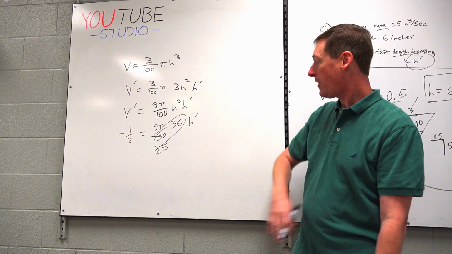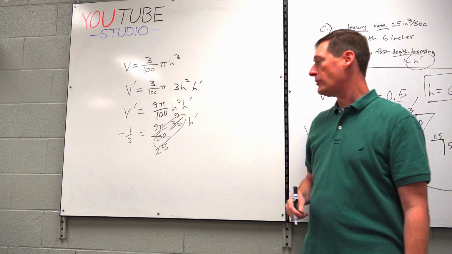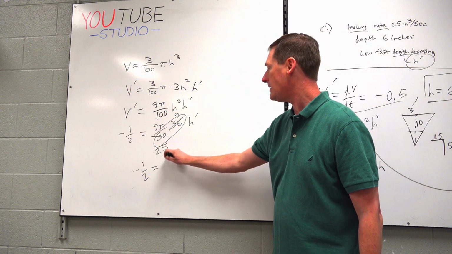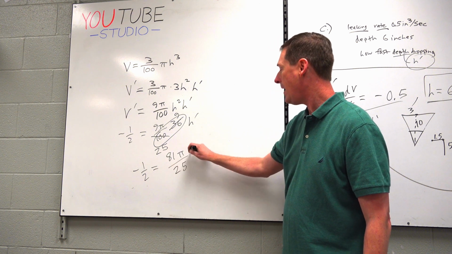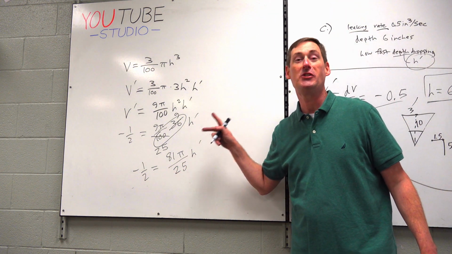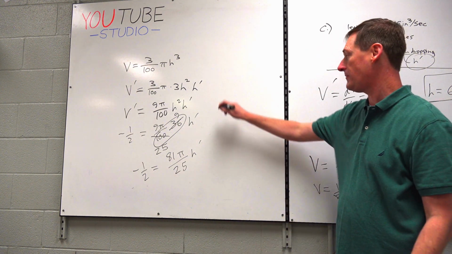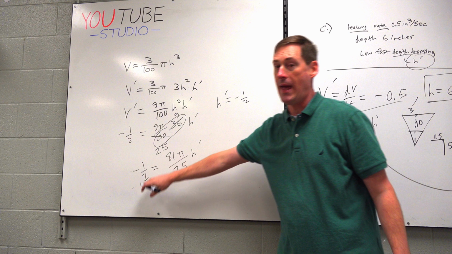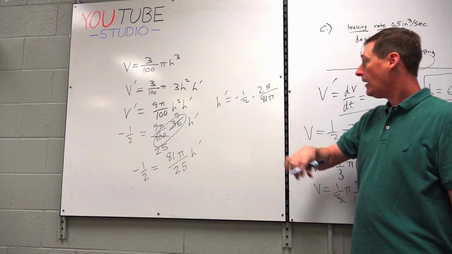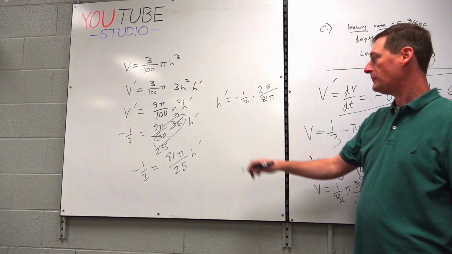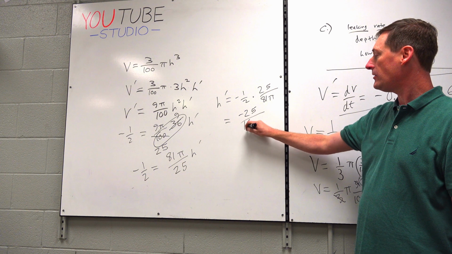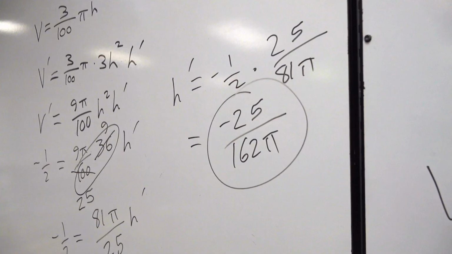And you get -1/2 equals 9 times 9 is 81 pi, out of 25, H prime. Get H prime by itself, multiply both sides by the reciprocal. I've been training you how to do that for 3 years. H prime equals -1/2 times the reciprocal, 25 over 81 pi. 2 and 25 don't cross cancel, too bad. So negative 25 over double 81 is 162 pi, as far as you can go.